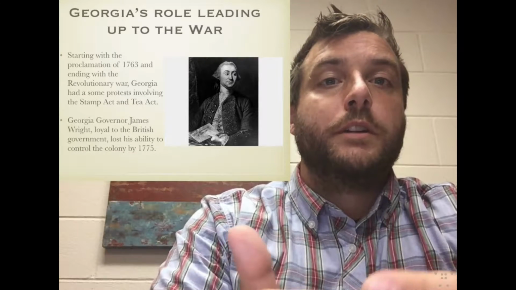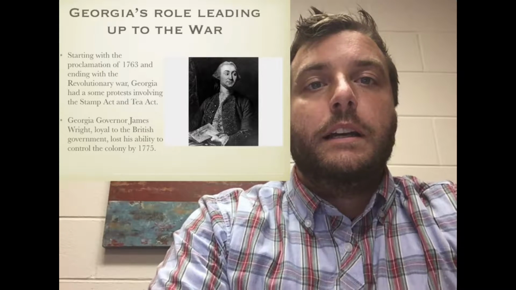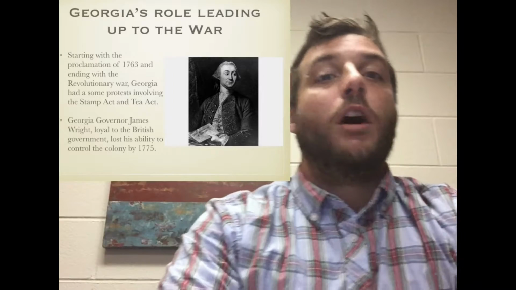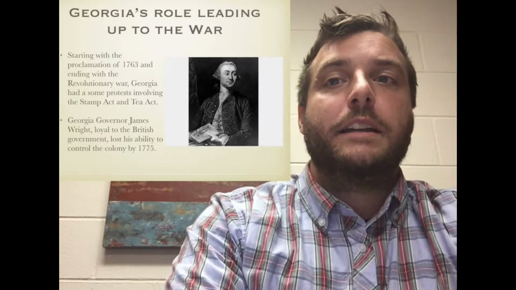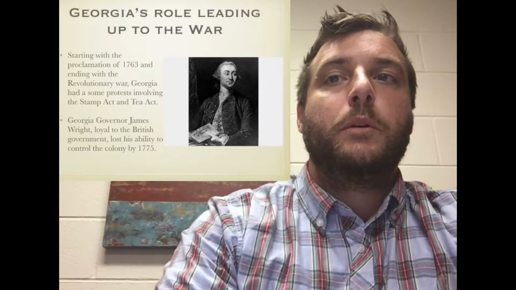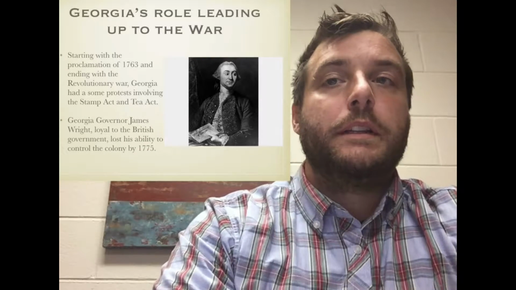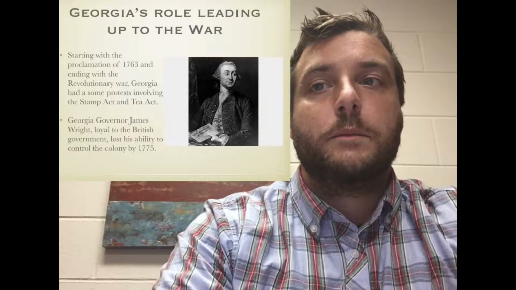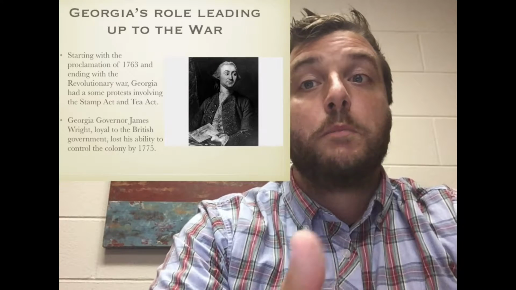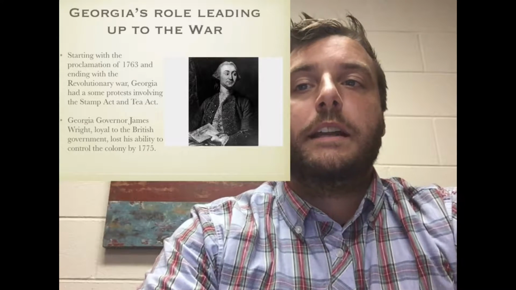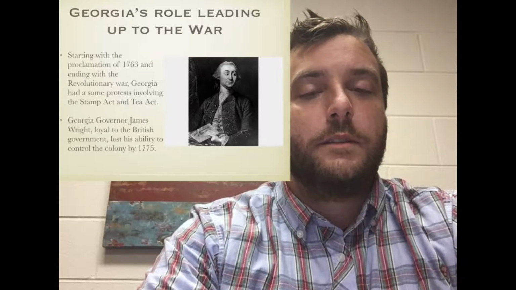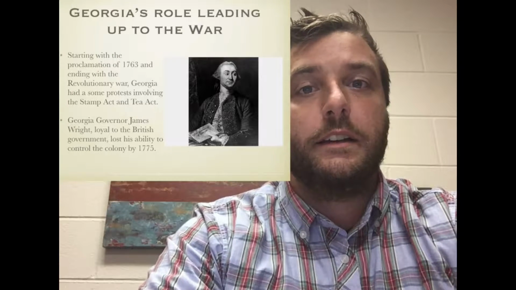Starting with the Proclamation of 1763, ending with the Revolutionary War, Georgia had some protest involving the Stamp Act, the Tea Act, and other acts that they were really against. Georgia, being one of the youngest colonies, was very dependent on Britain for defense, especially against the Native Americans. Royal Governor James Wright was popular with the colonists and instrumental in slowing down their reactions. So you did have some isolated incidents.